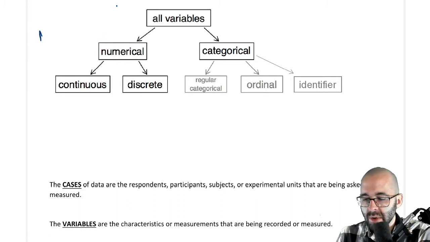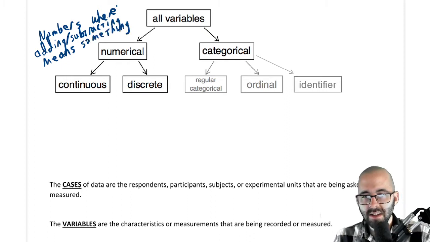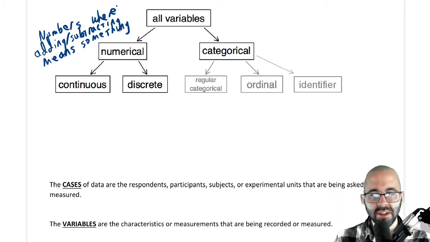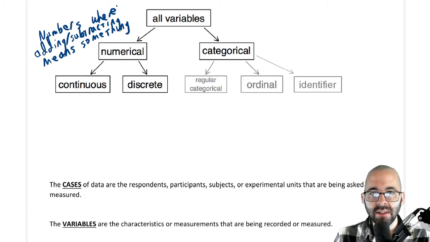Specifically, this is going to be numbers where algebraic operations are meaningful. So adding and subtracting means something, which is kind of a weird thing to say. Just pause a moment and we'll take that definition for now. And then let's look at two kinds, continuous and discrete.